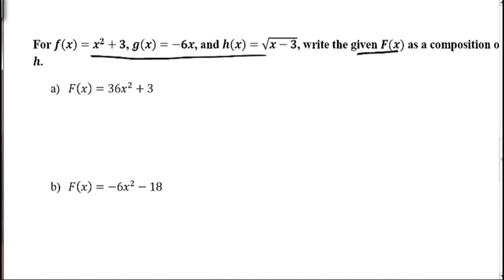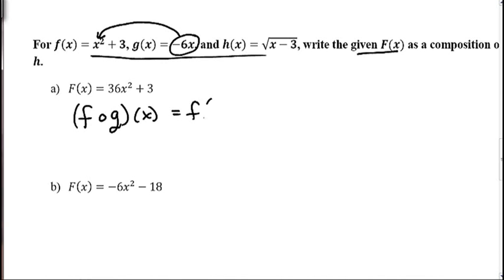Well, how could I possibly get a 36? I've got a 6 here, and if I square 6, I'll get 36. So my guess is that I'm going to have to take this and plug it into here in order to come up with this. And also I have that plus 3 on the end, which also hints towards using that function. So my guess is that I have to do f composed with g.